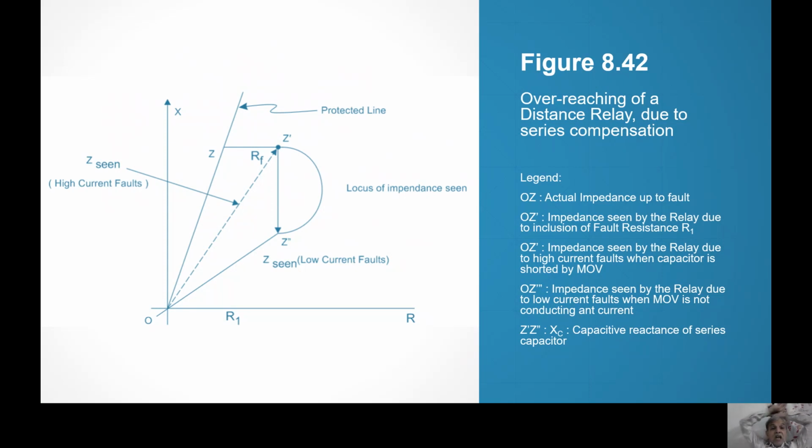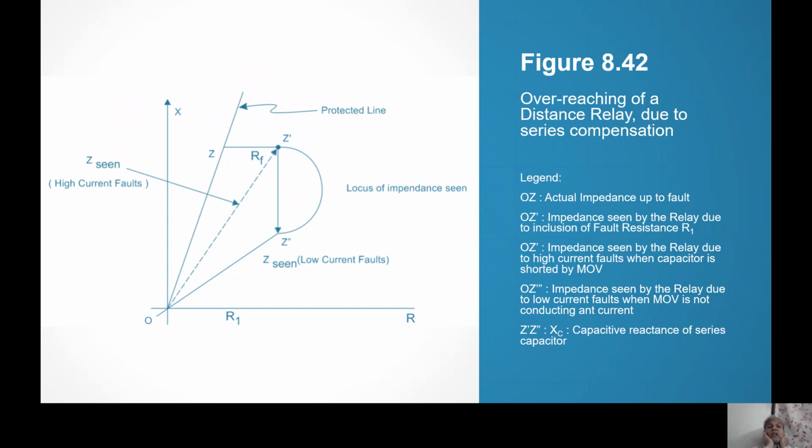There is no problem. But if the fault current is very low, the measured impedance is Z double dash. So OZ double dash is for the very low current fault, because Z double dash includes XC, which will be in the negative direction. So the fault really is at OZ or OZ dash, whereas it is seen as OZ double dash. That means it is seen less than what actually it is. And when impedance is seen less than what actually it is, it overreaches.